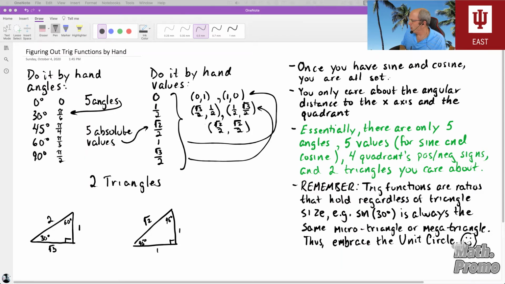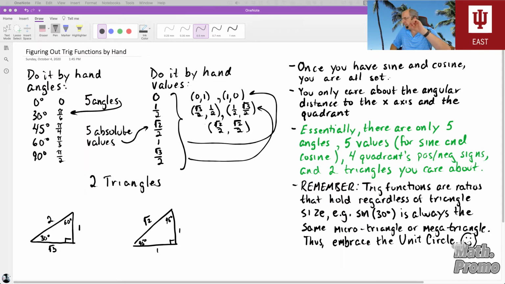You only care about the angular distance from the x-axis and the quadrant. Remember that too. All you care about when you're figuring out these things by hand is the angular distance: how many degrees, how many radians from the x-axis are you? At this point you don't care whether it's above or below the x-axis, or on the left or right of the y-axis, just how many degrees or radians away from the x-axis. And then the quadrant. Then you care about it.